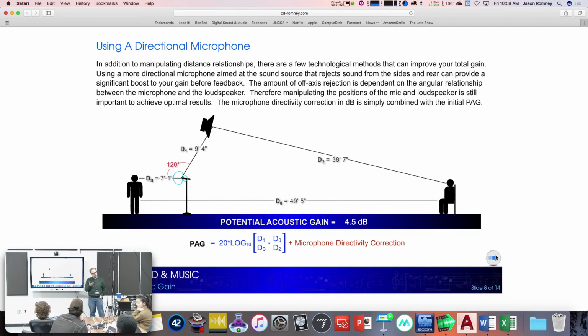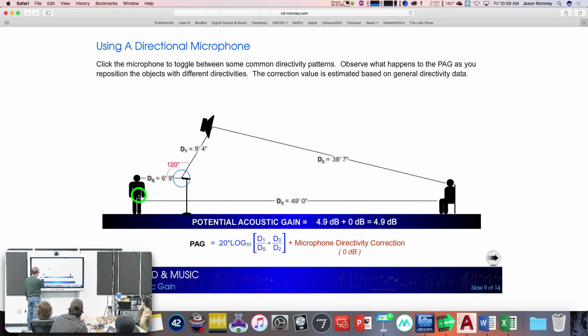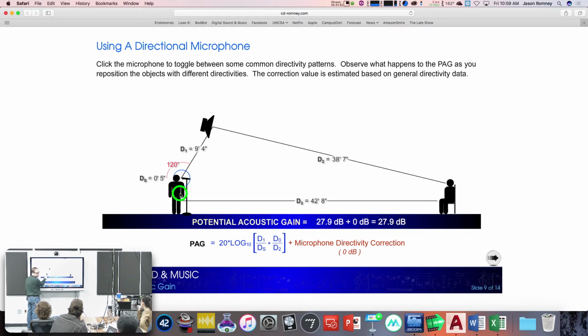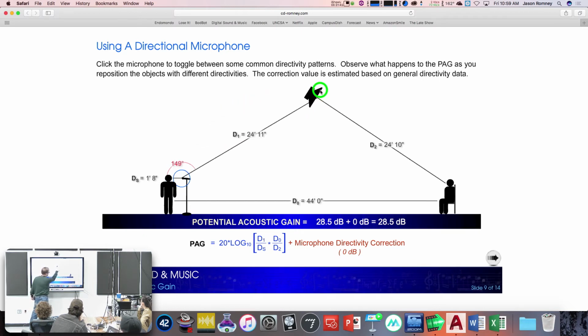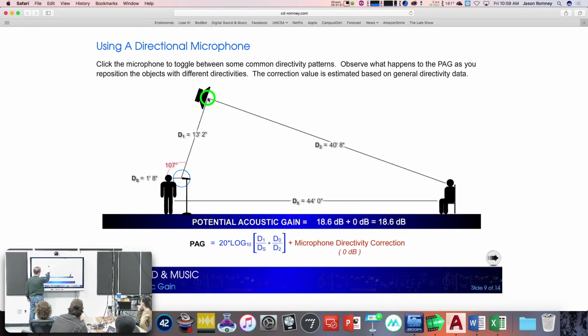Okay, so the other thing you can do is use a directional microphone, because so far we've been assuming that the loudspeaker and the microphone are omnidirectional. So look what happens if we introduce directivity into this. Here is an omnidirectional microphone, and in this scenario with this geometry, we end up with 4.5 dB of gain. And yes, I can move the talker and make gain go up. I can move the loudspeaker, and I can make gain go up.